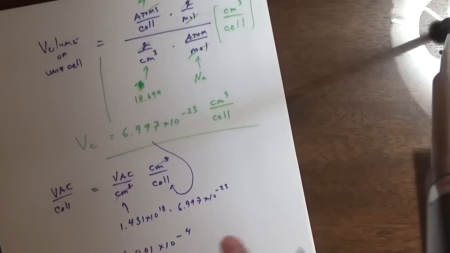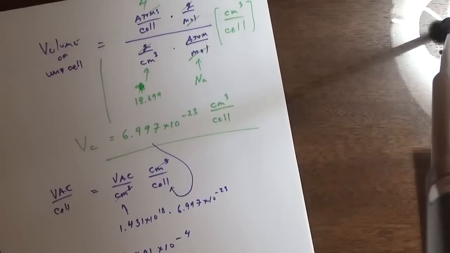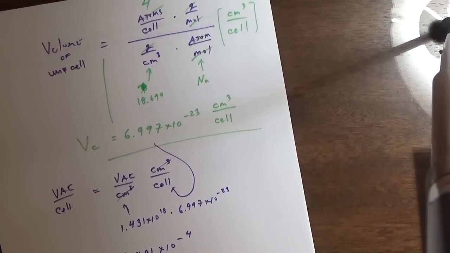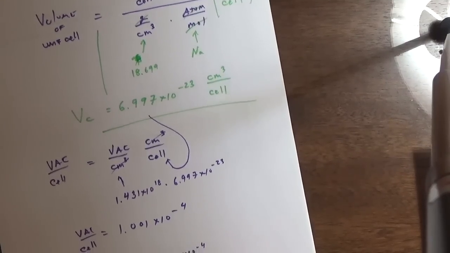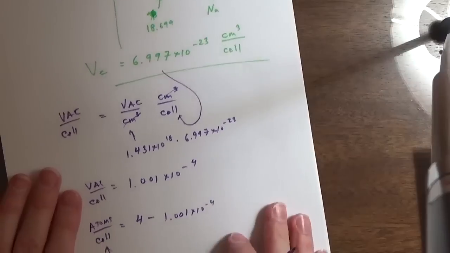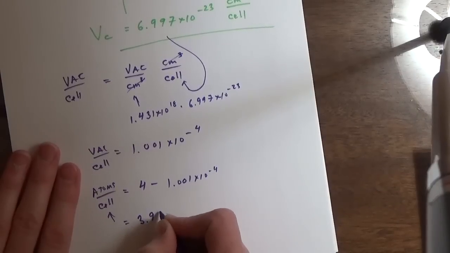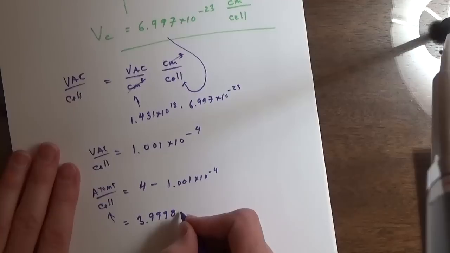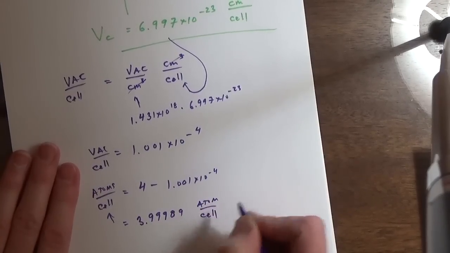Vacancy per cell, which means atoms per cell, is now equal to 4 minus 1.001 times 10 to the minus 4, or 3.9998 atoms per unit cell.